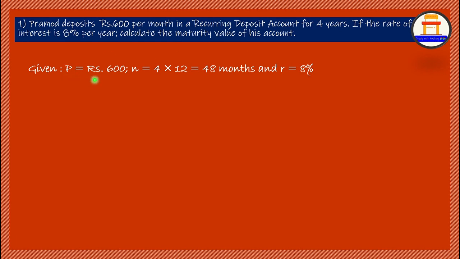So principal is given as 600 rupees, which is the monthly installment, and n is basically the time. Time period is in the form of years. So 1 year is equal to 12 months. So 4 years is equal to 48 months. Rate of interest is also given for us as 8%.